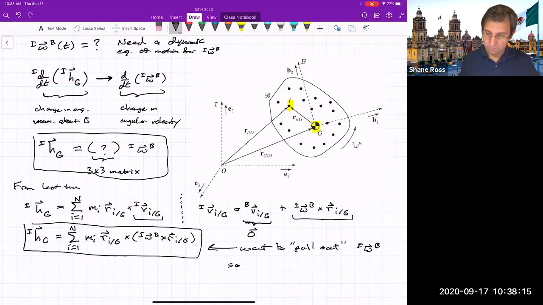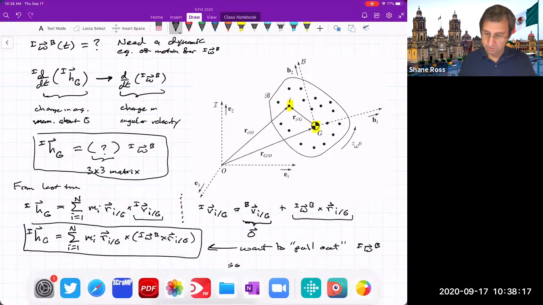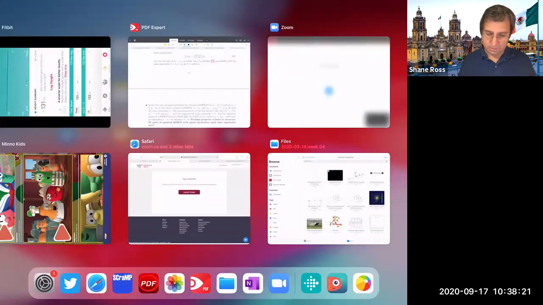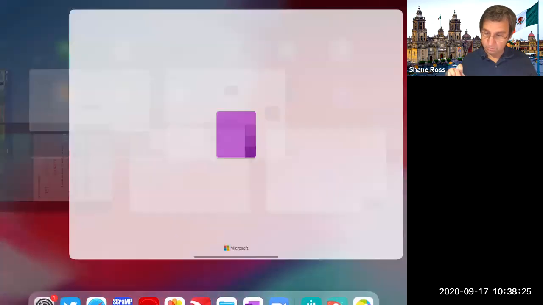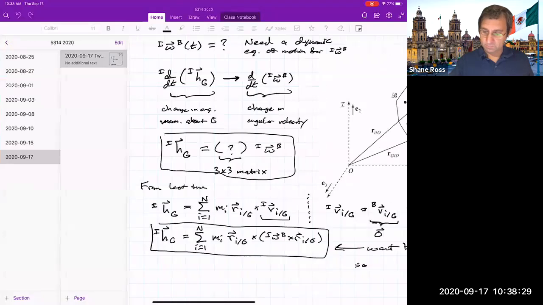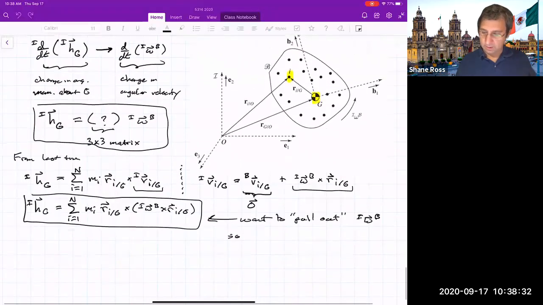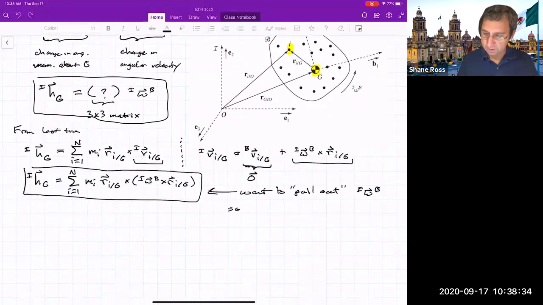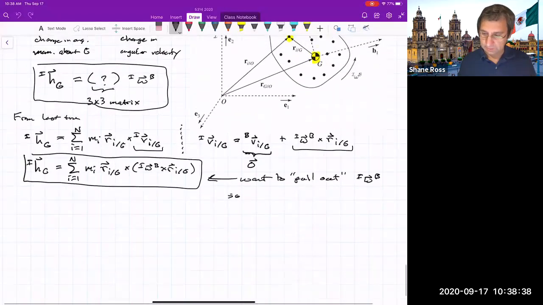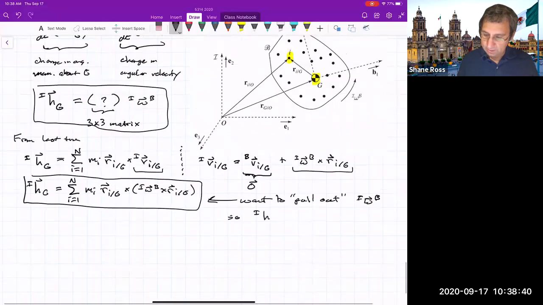My screen froze, so I will have to go away and come back. Yeah, we want to pull out omega_B so that this equals something times omega.